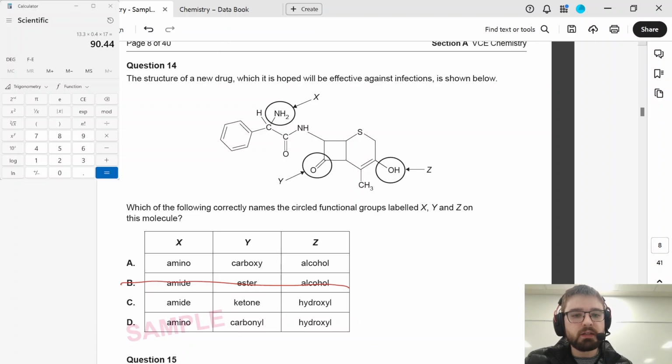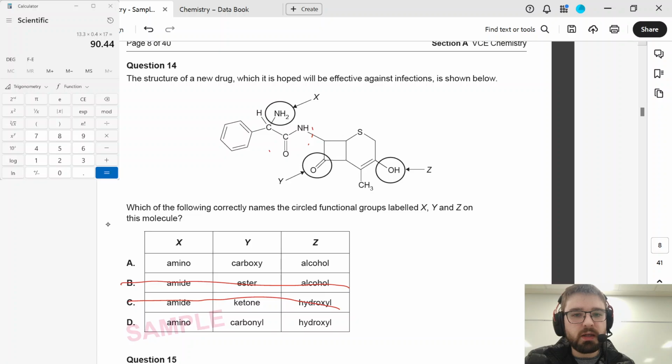B and C. Now, the trick here is they're saying that it could be an amide. This is the amide here. The carbon that the nitrogen is attached to does not itself have a double bond O on it. So therefore it's not an amide. So that one I've labeled there is an amide.